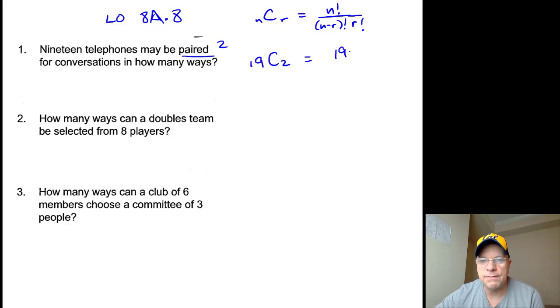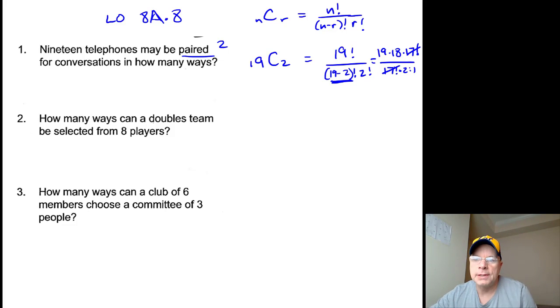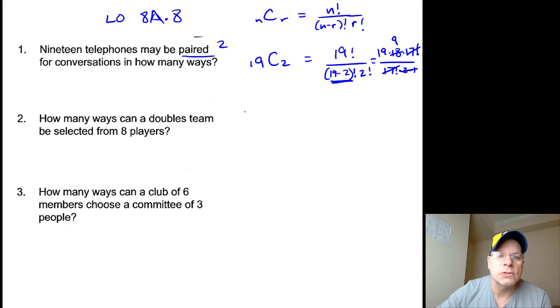So it's 19 factorial over 19 minus 2 factorial, 2 factorial. So it's 19 times 18 times 17 factorial over 17 factorial, that's this, times 2 times 1. The 17 factorials cancel. 2 times 1 is 2, and if you factor out the 2 from the 18, you get 9. 19 times 9 is 90, and 81, so 171.